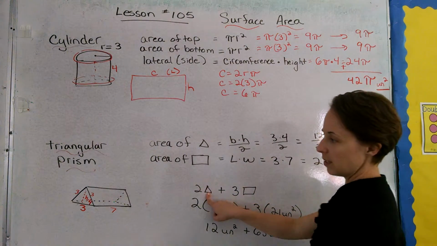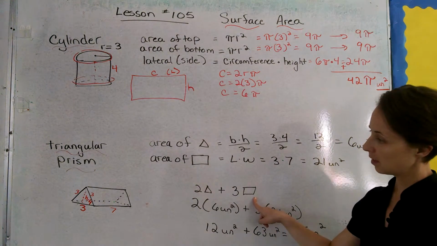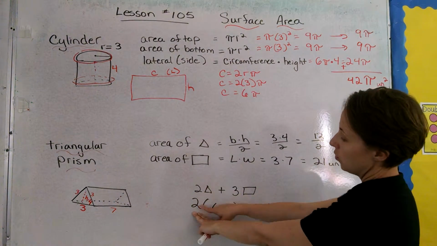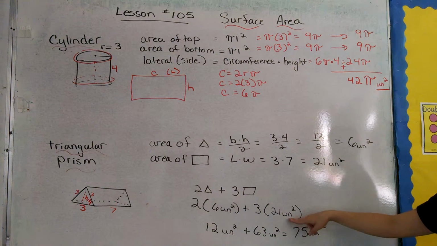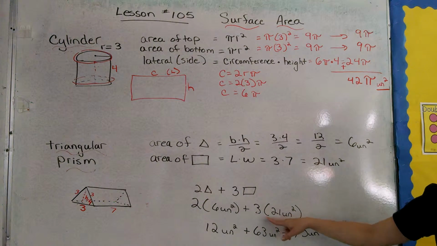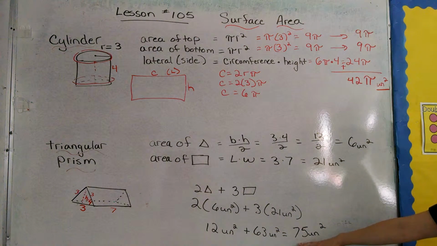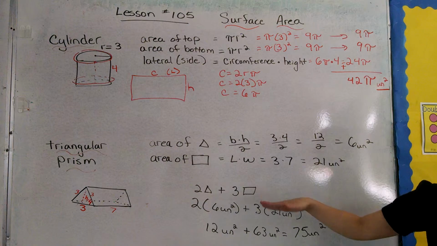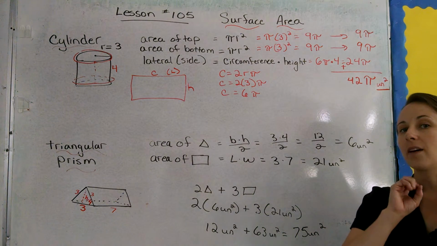Now let's see here. I have 2 triangles, front and back, and I have 3 rectangles, 1, 2, 3 sides. Let's use that to help us figure out the area to cover the whole thing. 2 times the area of the triangle, which was 6 units squared, plus 3 times the area of the rectangle, which is 21 units squared. 2 times 6 is 12 units squared. 3 times 21 is 63 units squared. When you add 12 plus 63, you get 75. 75 units squared would be the surface area to cover 2 triangles and 3 rectangles, which is the whole shape for my triangular prism. We'll be back for our next video to learn about a different shape altogether.